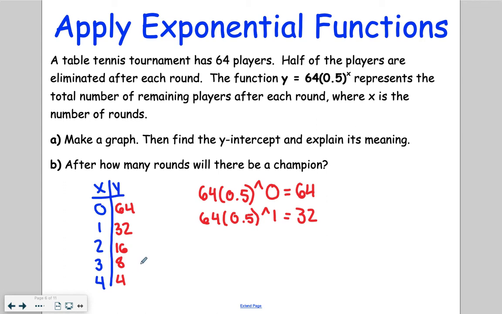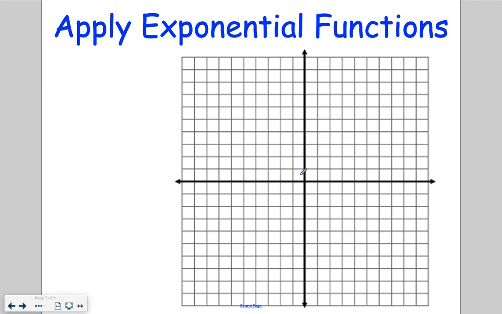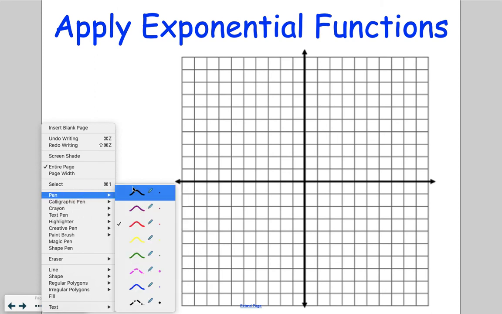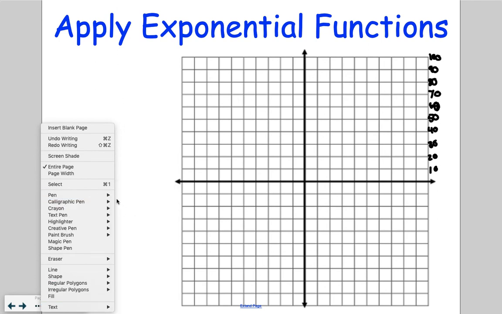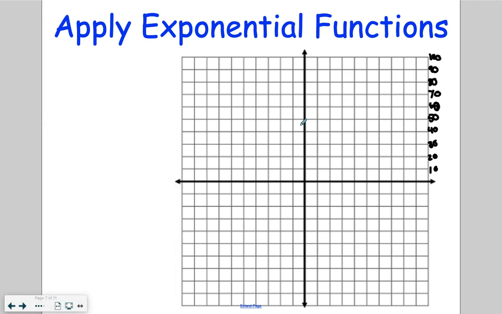So now we're going to jump to making a graph. We started with 0, 64, which means that we're going to need to fit 64 onto my graph. I'm going to just count by tens. So 10, 20, 30, 40, 50, 60, 70, 80, 90, and 100. Our first point was at 0, 64. So we're going to go 0 and then up 64, which is about halfway between 60 and 70.